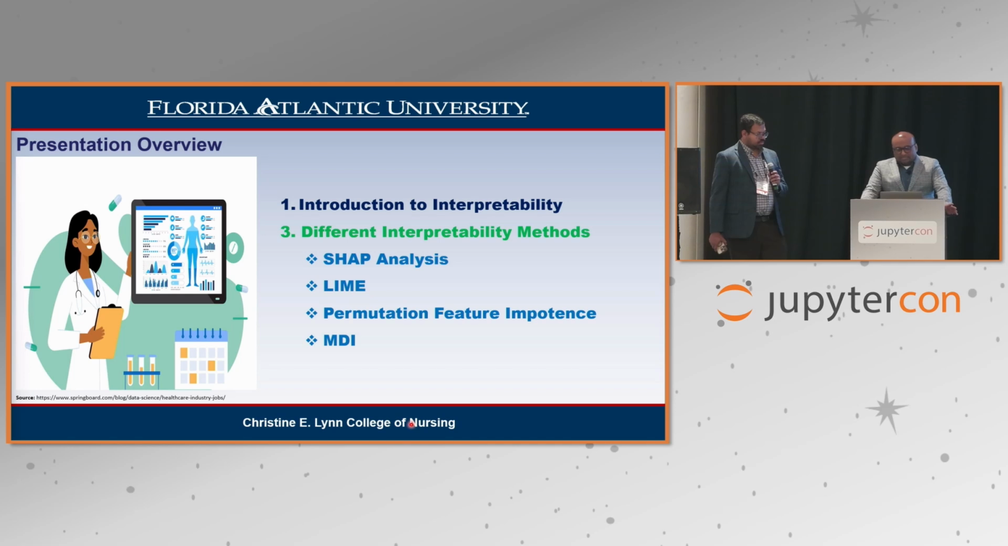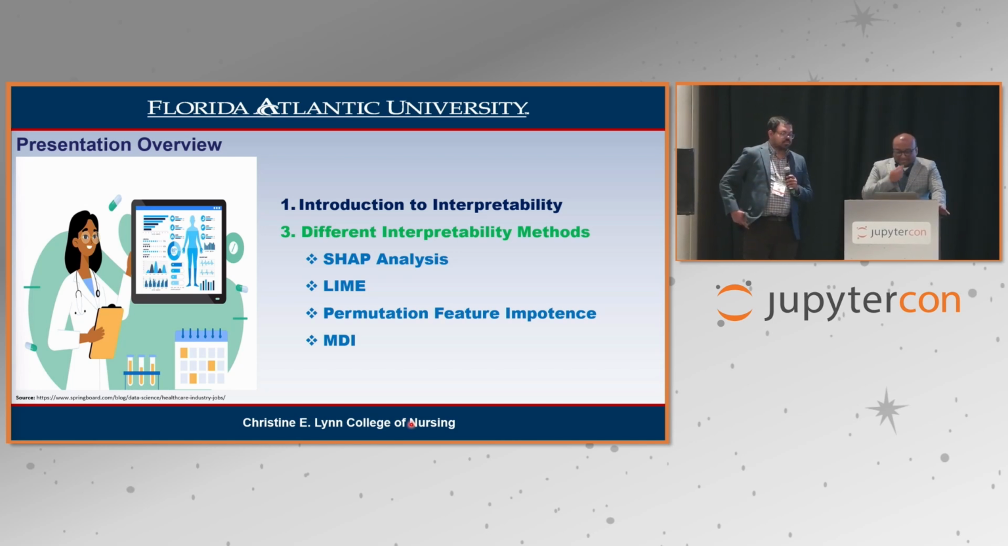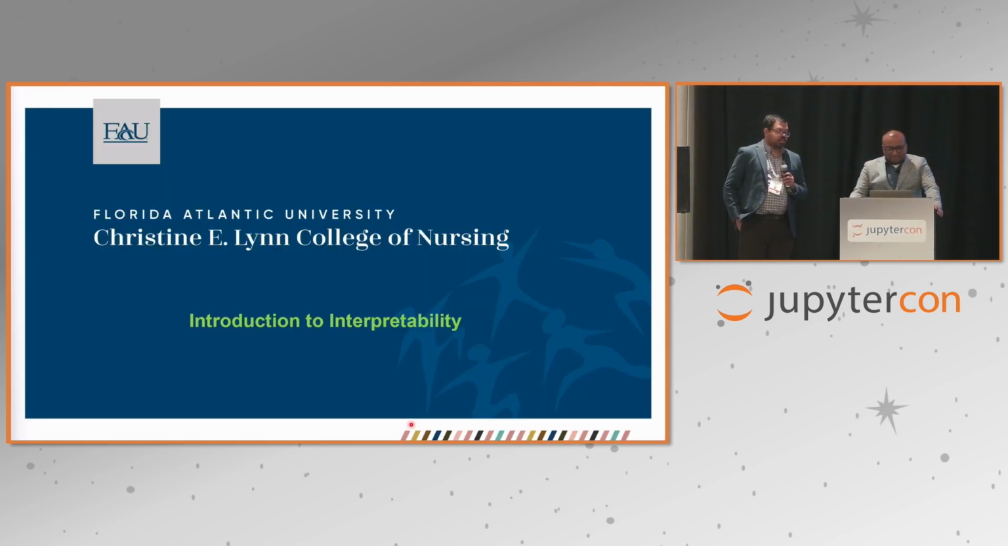So in the introduction to interpretability, that's the first topic, and then different interpretive methods. We start with SHAP, and then Subhosit will go to LIME, permutation feature importance, and mean decrease impurity. That's called MDI. Let's go to SHAP first.